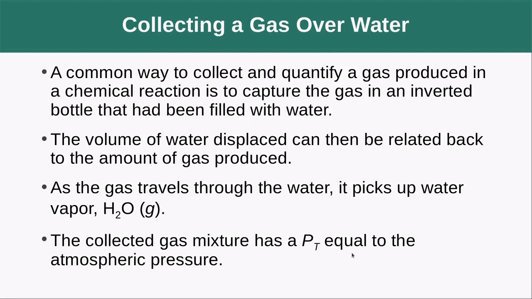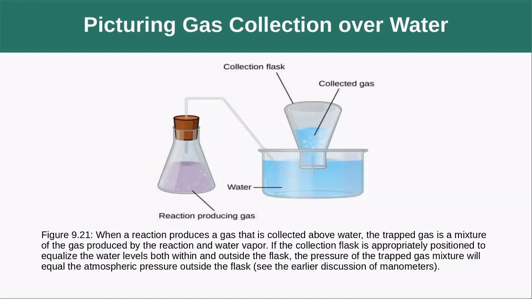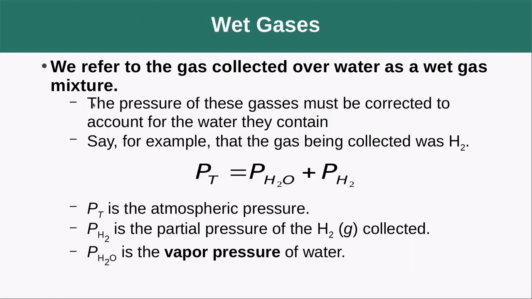So a common way to collect a gas is to collect and quantify it by capturing it over water. This can be done pretty easily and pretty effectively, and it's the way that they've been doing it for a long time. But it does come with a caveat in that the gas is going to pick up some of the water that it's bubbled through. So if we imagine a gas is escaping here and it's being trapped up in here, it's going to pick up some of that water vapor. And in doing that, we're going to have to make a correction.